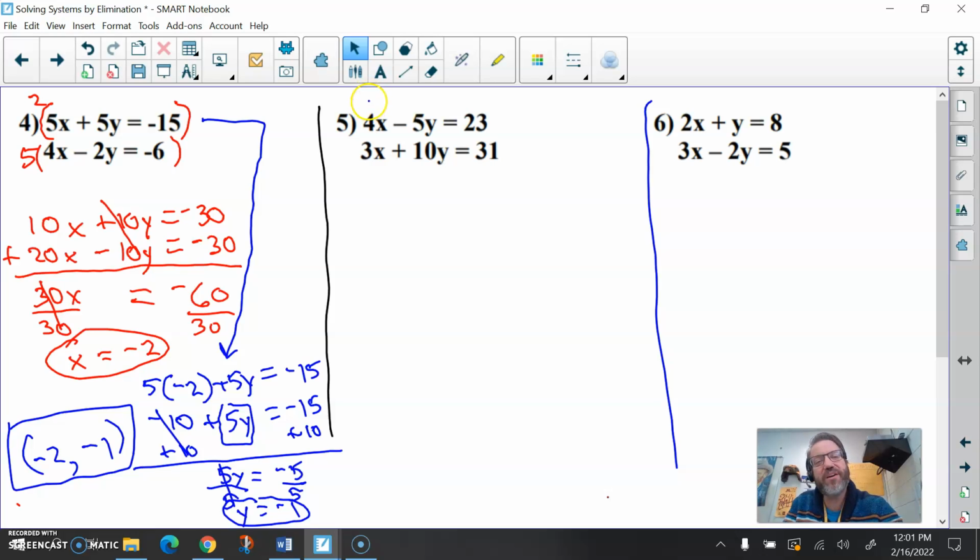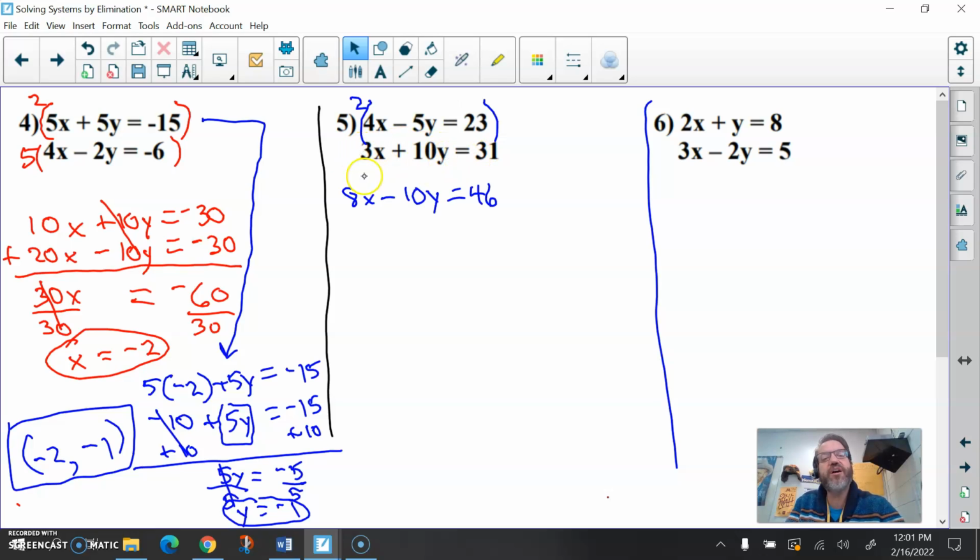So let's go ahead and do this here. Let's multiply everything in the top equation by 2. Okay, so here we have that distributive property again. 2 times 4x, that's 8x, minus 2 times 5y, which is 10y, equals 2 times 23, which is 46. Sometimes people remember to multiply these by 2, but they forget to multiply that last one by 2. So we do have to be careful to multiply all three terms by that 2.